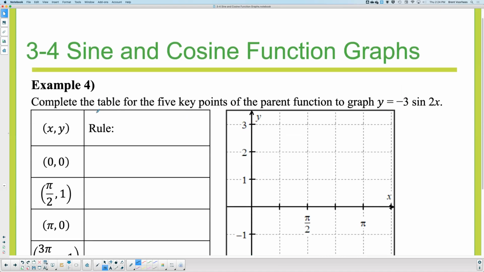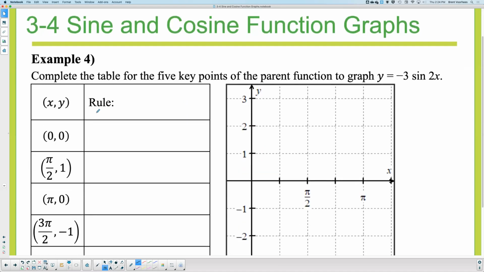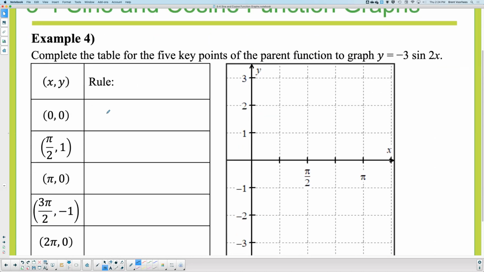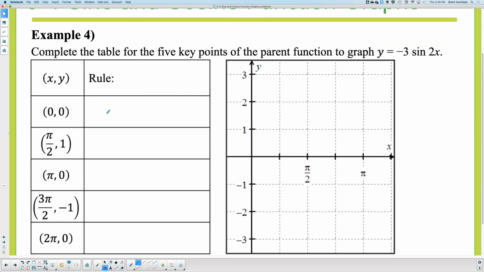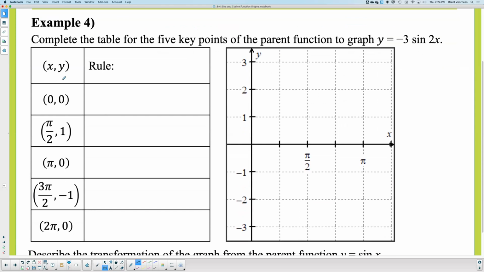I'm going to start throwing in some transformations. So it says complete the table for the 5 key points for the parent function graph. Now, let me explain what's going on here. You see this first column that has all these numbers and coordinate points already plugged in? Those are the 5 key points we've already found today. They're already given to us. We've already found all 5 of those. What we're going to do is look at this transformed graph, put in our rule, and find the transformed 5 key points.